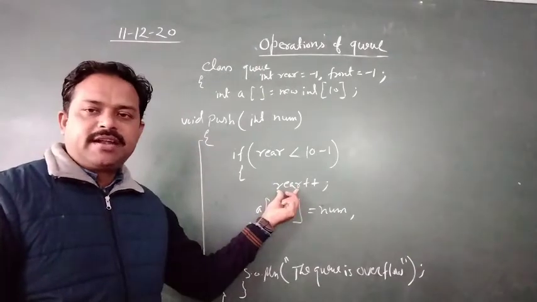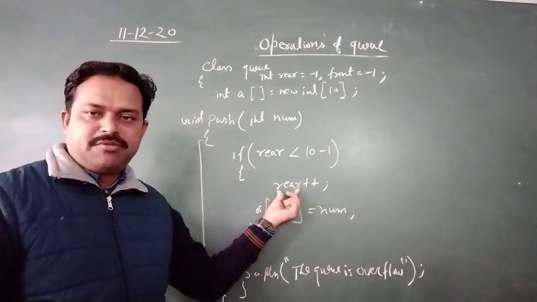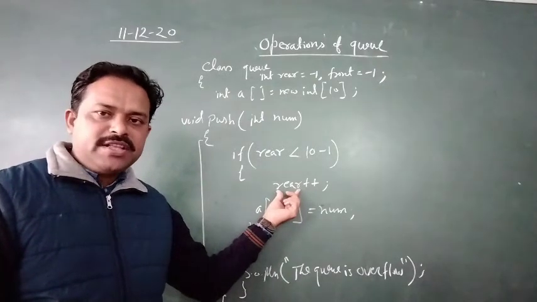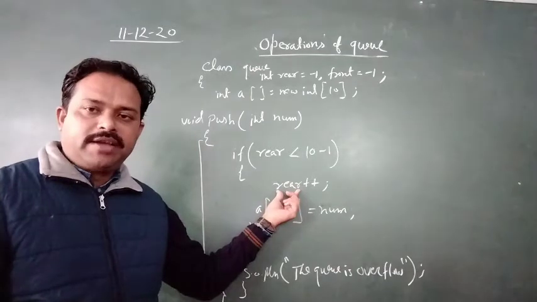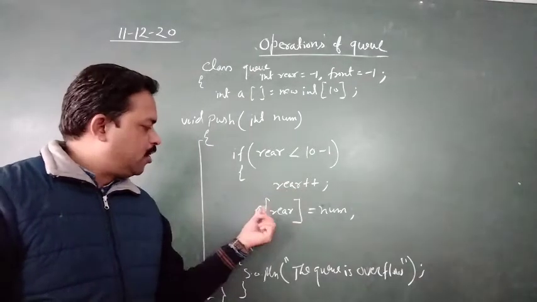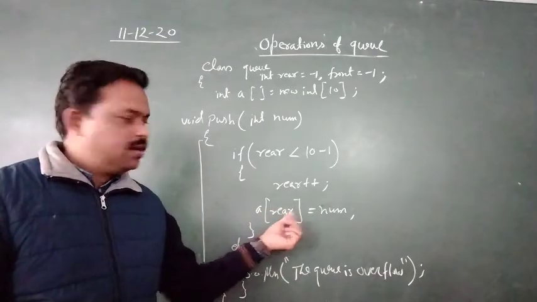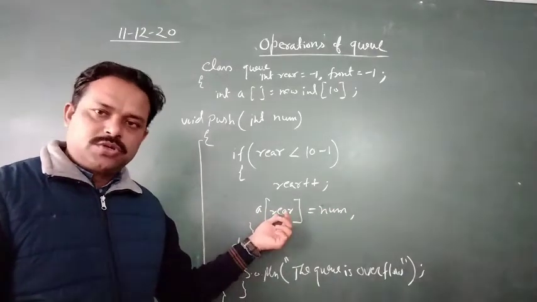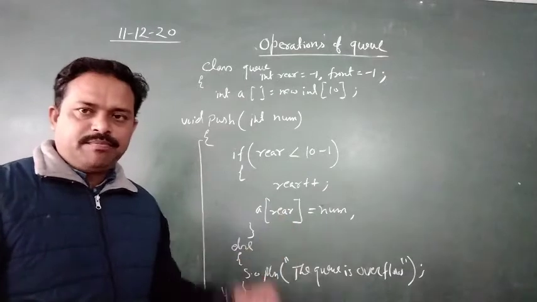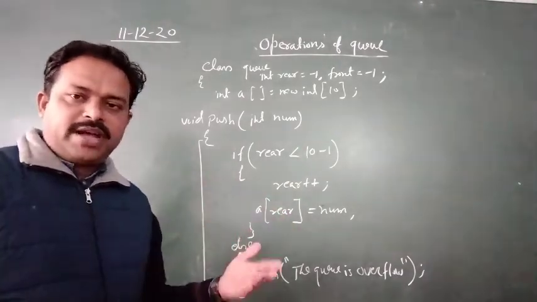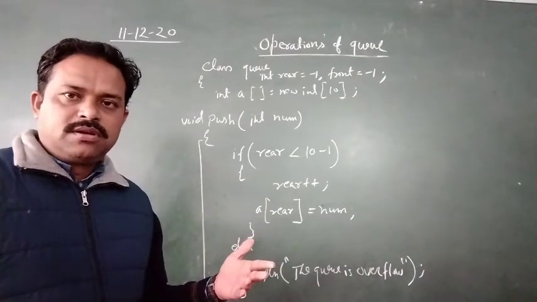Rear plus plus. Here rear is just like an index number. We are taking this variable for the index number. When I am doing insertion, I am placing the value using the rear variable, a of rear. At the first location, means at index number 0, the first element has been stored. Clear? Note down this function. Then we will make another function, that is pop.